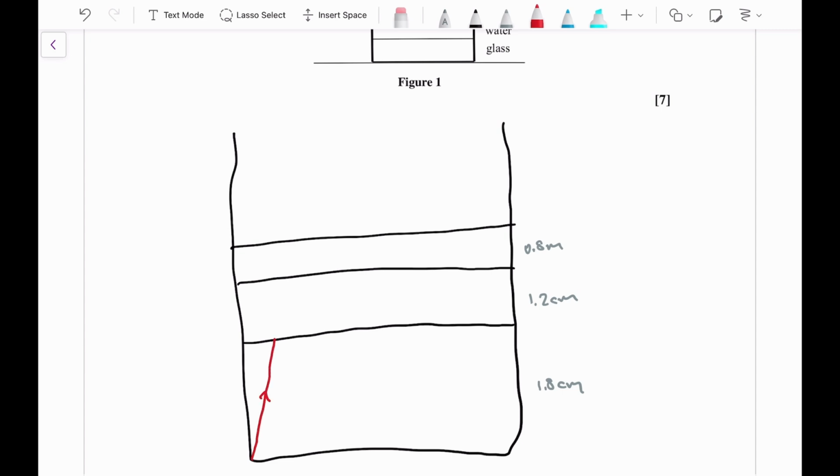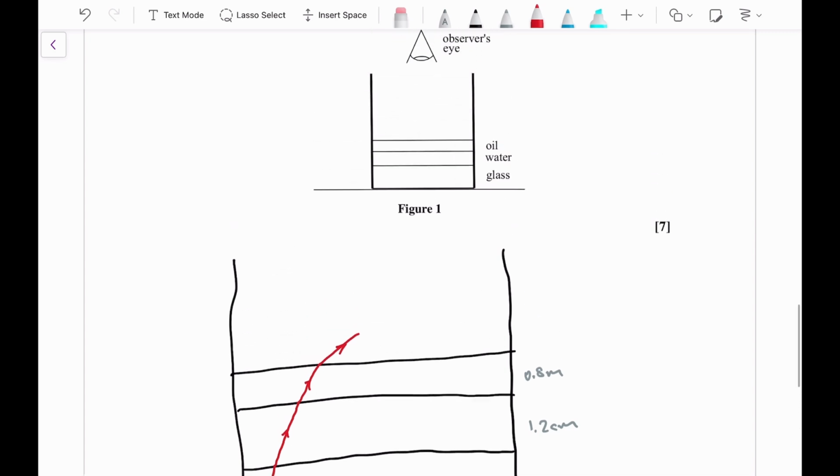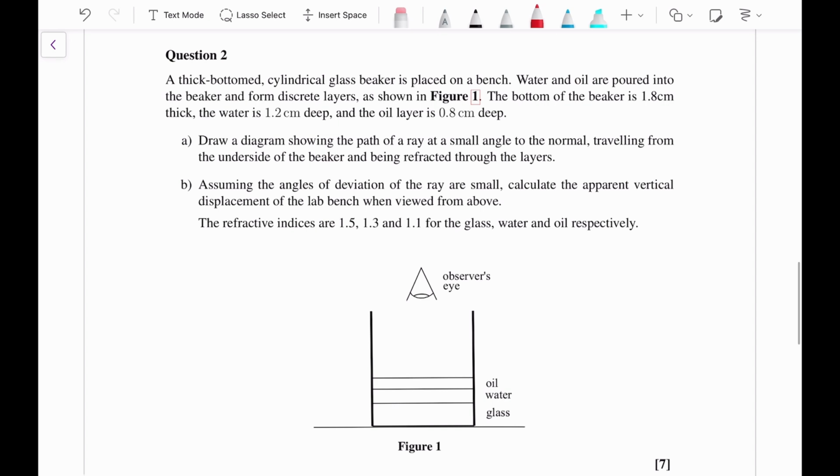And then water has a lower refractive index than glass, so therefore it will bend away from the normal slightly. And then it's the same for oil, away slightly, and then away slightly. Okay, so this is the trajectory of a light ray. Now that is component A done.